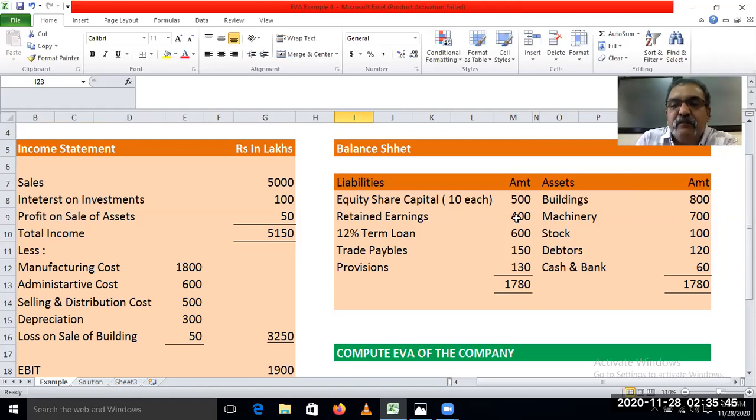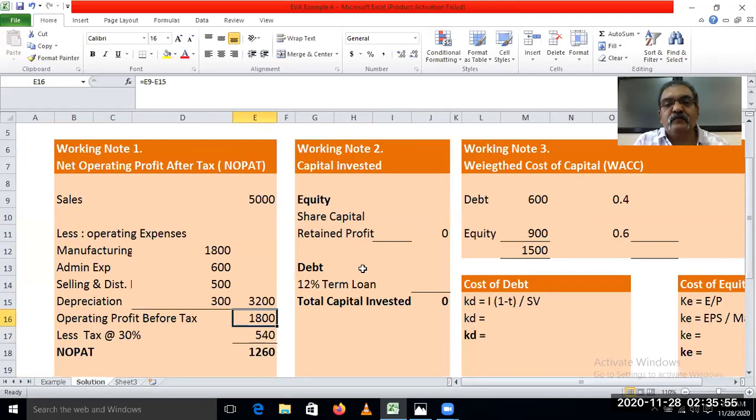So equity share capital is rupees 500 and retained earnings rupees 400. So this is 500 plus 400. These two will be part of equity. Equity share capital 500, retained profit 400, so total equity will be rupees 900. Check out, 500 plus 400.